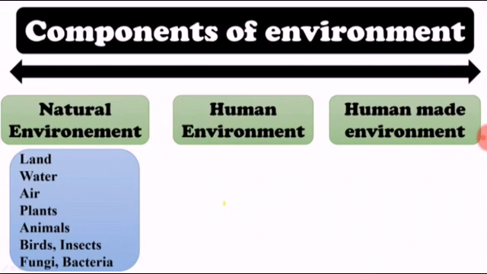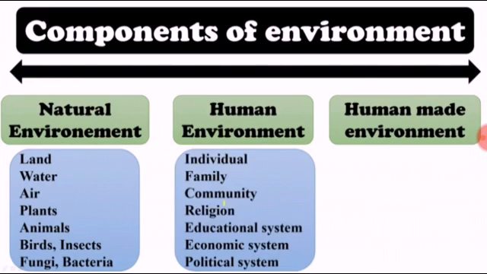Now what is natural environment? Land, water, air, plants, animals, birds, insects, fungi, bacteria, etc. are natural environment because they are present in nature. Now what is human environment? These are individuals. It means each one of us, a family, a community, a religion which we follow, our educational system as we have talked about, economic system and political system, all are human environment because we make them for our convenience.